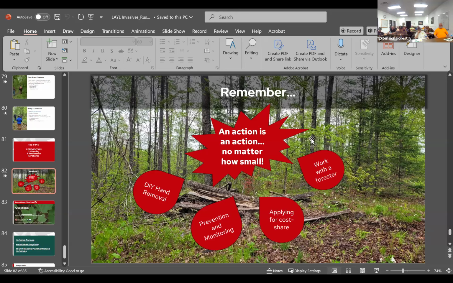I think either way, cut them before you get the berry. That's actually the best way. You're going to have to go back to that site probably a few times every year and just check it, and you're going to assume that there's still seed there, so you're probably going to have to treat some seedlings coming up.